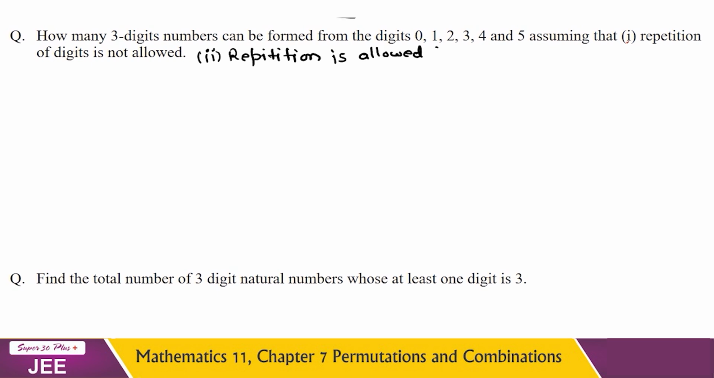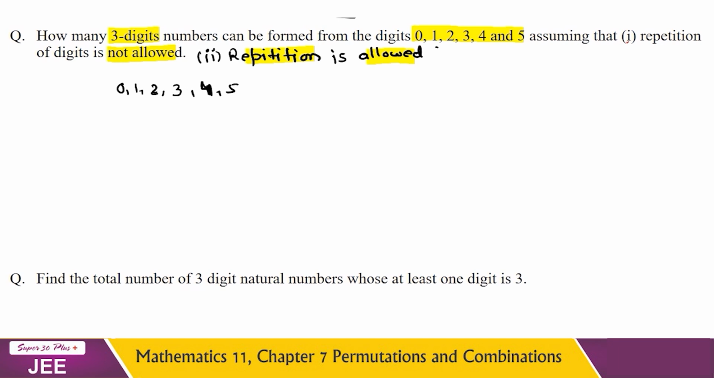The next question says, how many 3-digit numbers can be formed from the digits 0, 1, 2, 3, 4 and 5, assuming that repetition of digits is not allowed in the first part, and in the second part repetition is allowed. So we have two parts of this question. First of all, we have been given the numbers 0, 1, 2, 3, 4 and 5. So we have been given 6 numbers including a 0.